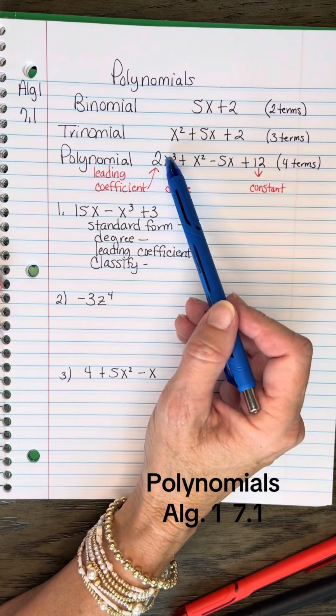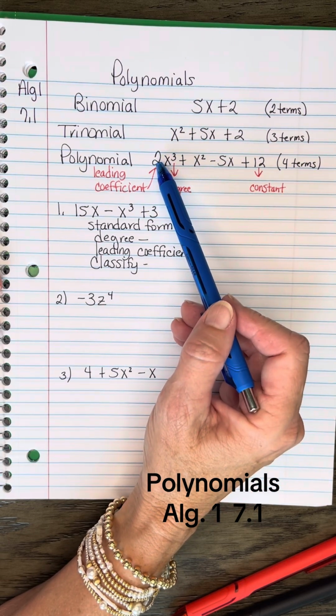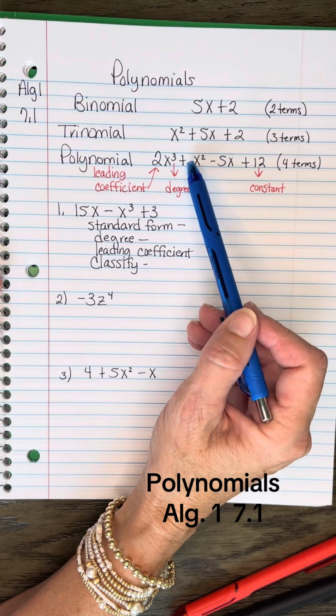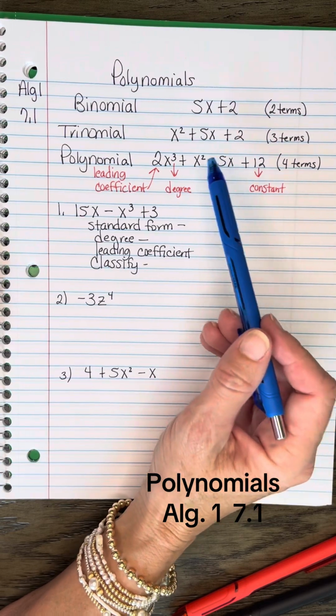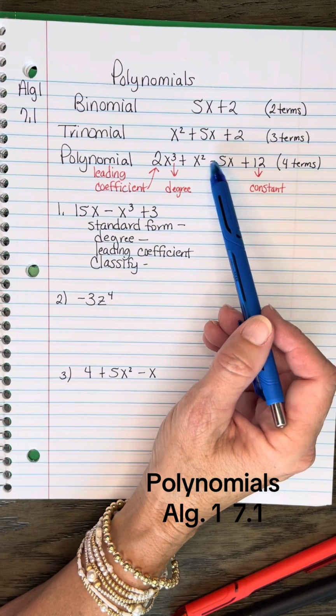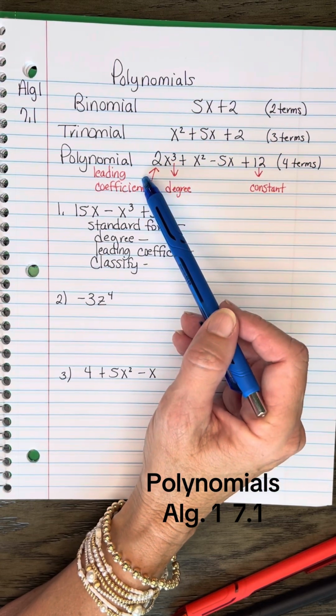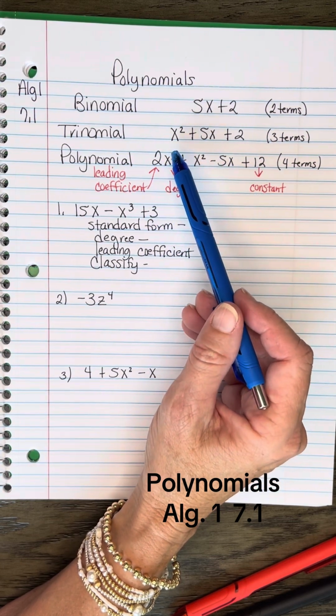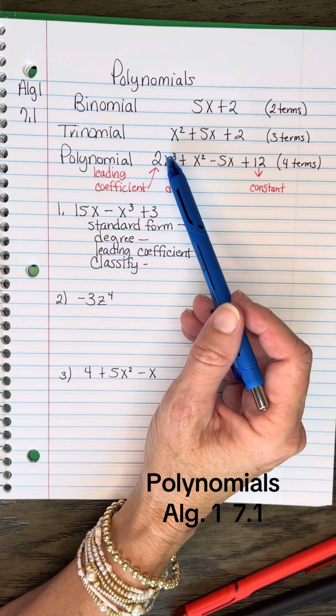Now, the numbers in front of the variables are called coefficients. So that's 2, there's a 1, and a -5. The coefficients are 2, 1, and -5. And the leading coefficient is going to be the coefficient on the biggest degree. The biggest degree needs to be written first.